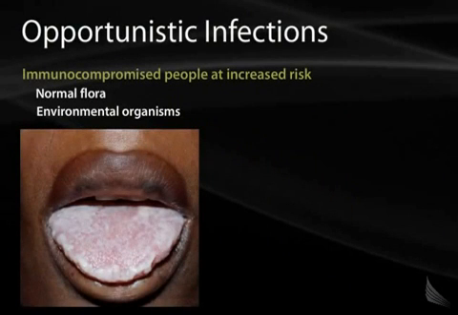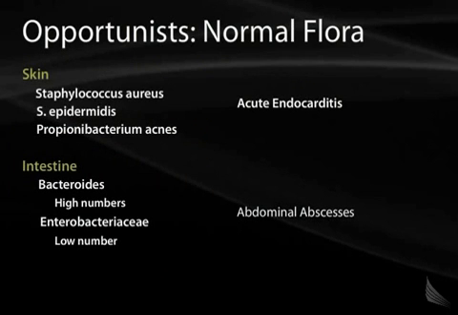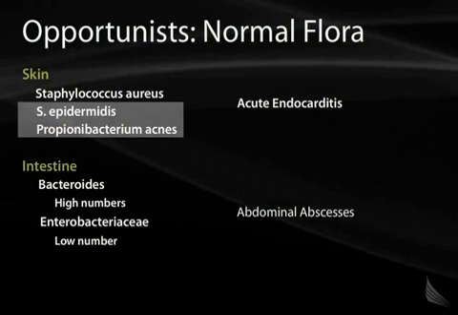Opportunistic infections are where a normal host flora, which normally resides on our body, causes disease because the host doesn't have a competent immune system. These people are at increased risk for very serious diseases. Examples include in the skin, when you have Staph aureus in an immunocompromised person, which can cause acute endocarditis. So you've got somebody who's a drug user, they get the Staph aureus through the skin into the veins, and then you're in trouble. Staph epidermidis and Propionibacterium acnes can cause the same problems.